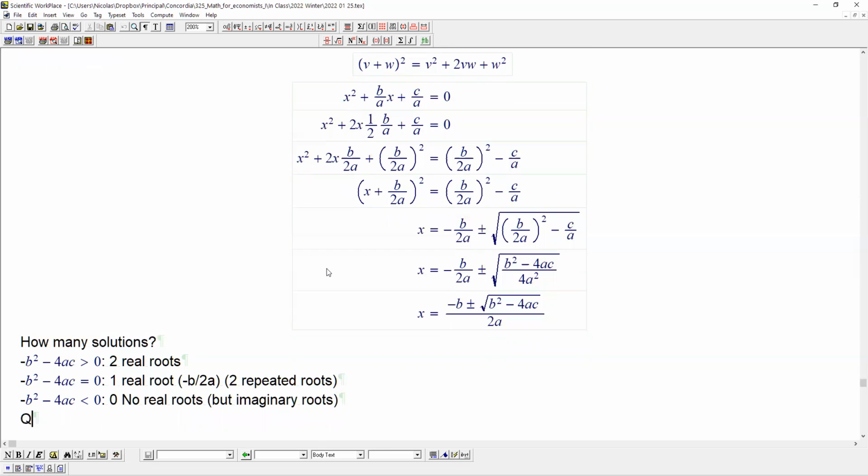So questions. Is there a similar formula for cubic equations?